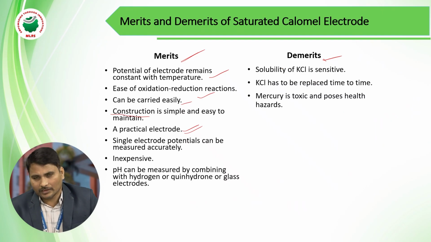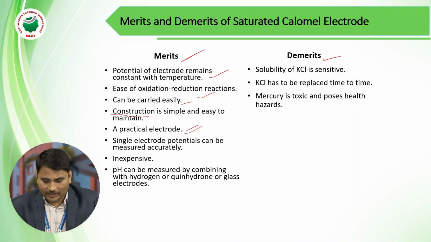Now we will see some of the demerits. What is the disadvantage? We need to change the KCl solution every experiment. Also, the solubility of KCl is sensitive, and the mercury is toxic and harmful to human beings. So these are the two demerits or disadvantages we have with the calomel electrode.